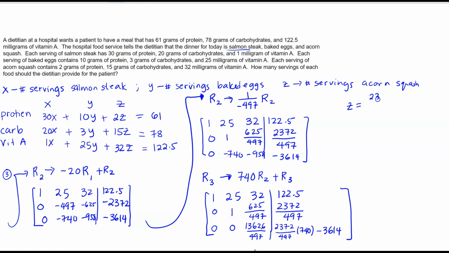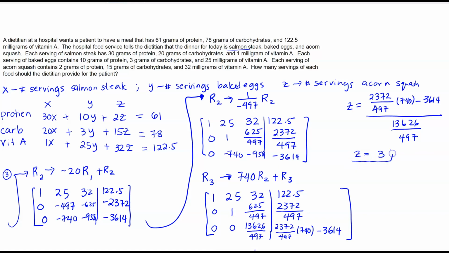That's 2372 over 497 times 740, whatever the value you got, minus 3614. If you plug this into your calculator and divide it by the whole thing, 13626 over 497. Okay, so when you plug that into your calculator, you will get z to be equal to 3. So you have z equal to 3.